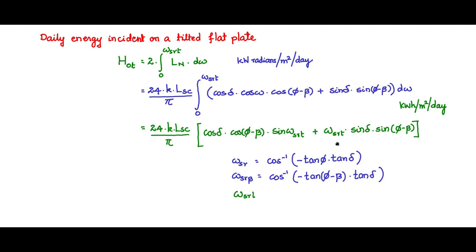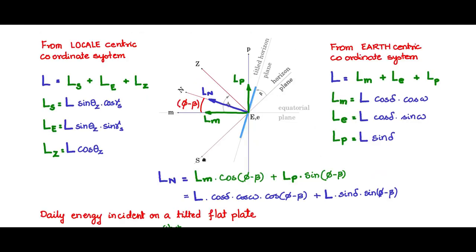Omega_SRT, what is omega_SRT? Omega_SRT is the sunrise hour angle for the tilted flat plate. We should remember that the sun should be above both the horizon of the place and the horizon of the tilted plane. Here you have the horizon plane and you have the tilted horizon plane, which is tilted at an angle beta with respect to the horizon plane.